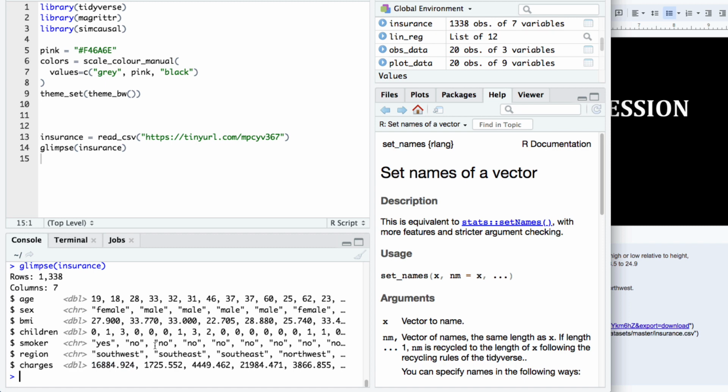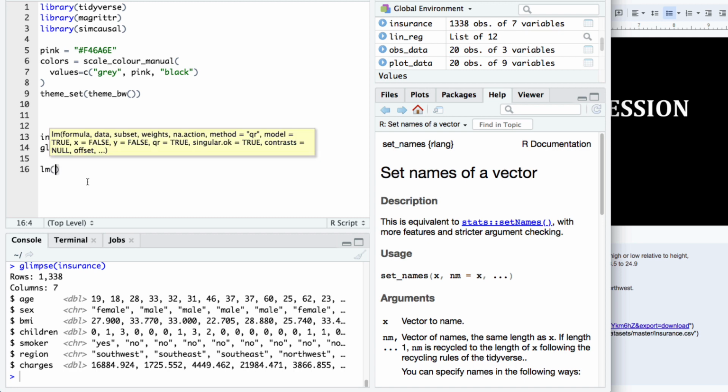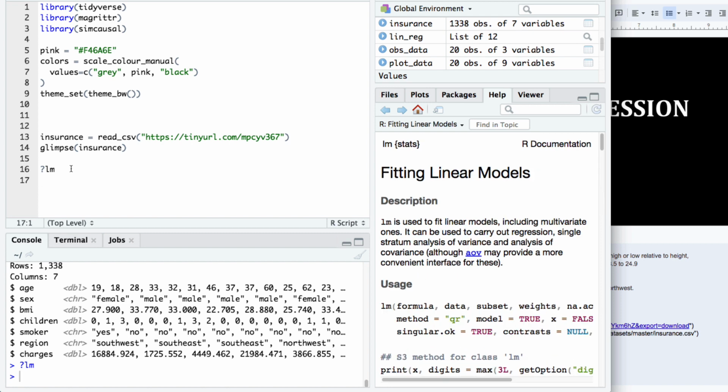What we're interested in here is predicting what somebody's insurance cost is going to be in a year based on what we know about them. The way that we do that is to fit our linear regression model. In R, the most generic command to do this is lm. You can look at, if you want, a little bit about lm here.